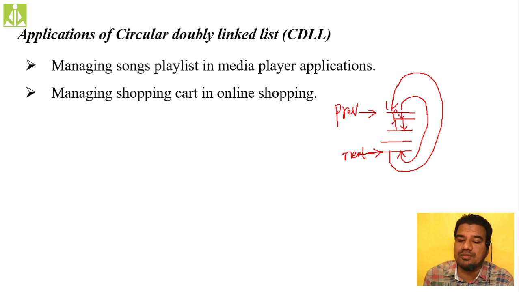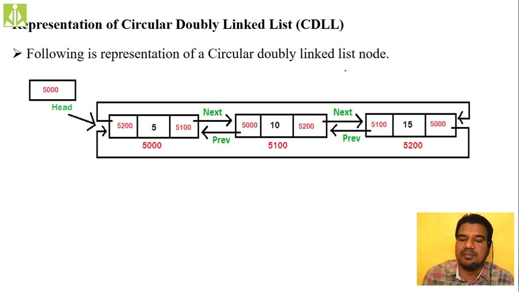There is a scope that you can say next and previous, and the same thing applies from the last song to the first song as well as from the first song to the last song. So this is the concept of a playlist inside your media player. This is one of the applications of circular doubly linked list. And managing a shopping cart in online shopping is also one of the applications of circular doubly linked list.